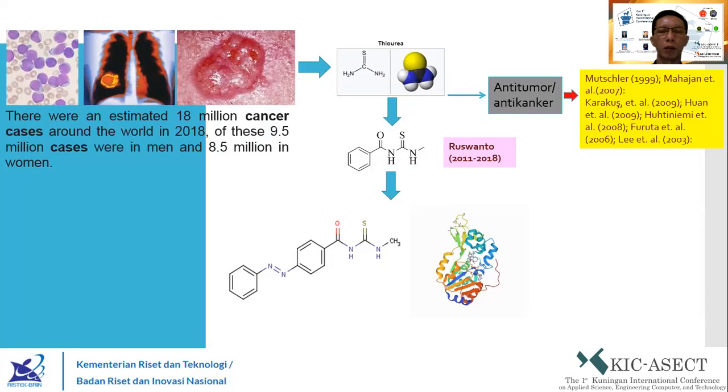And one of the compounds in research in drug discovery is Thiourea. We know Thiourea has many activities. One of them is anti-tumor or anti-cancer, from the references of Puparici, Caracus, Uan, Purtinian, Puruta, and Lee. So, Risvanto and friends designed and synthesized one of the compounds, 1-benzoyl trimethyl, with this structure.